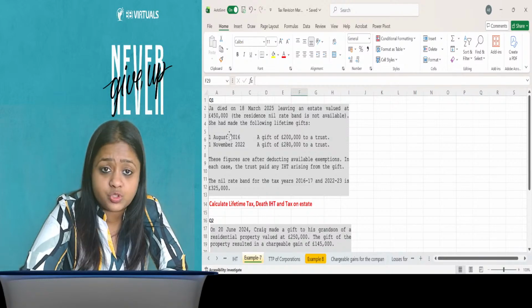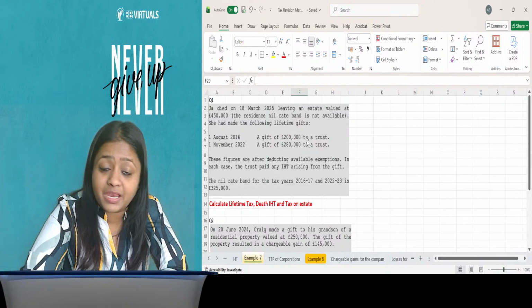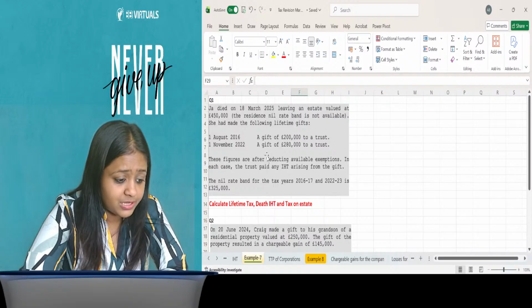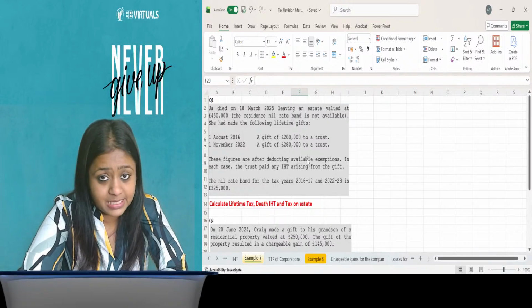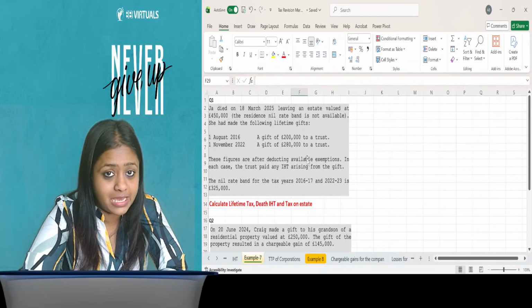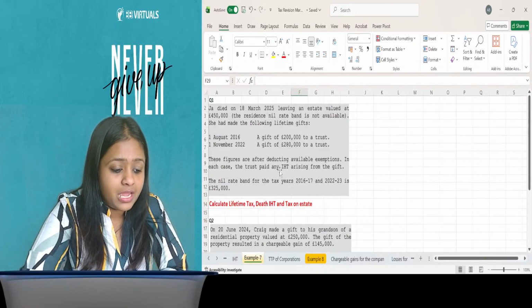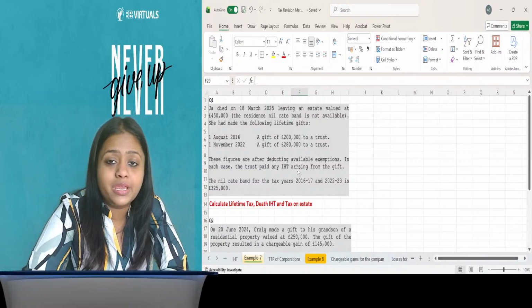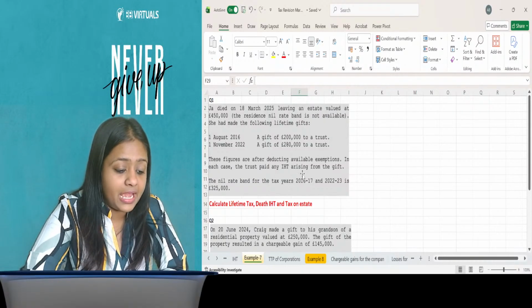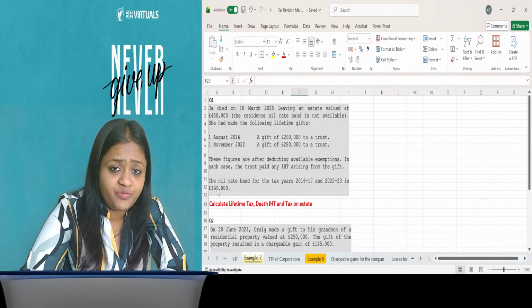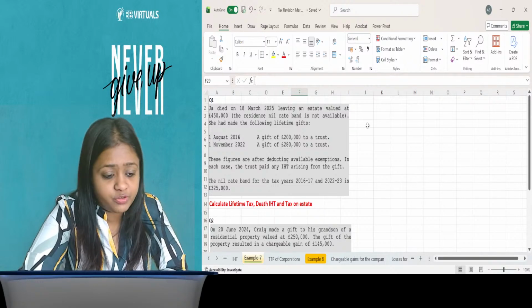On 1st August 2016, a gift is made to the trust, and in November 22, a gift is made to the trust again. These figures are after deducting the available exemptions, so we don't have to deduct any exemptions right now. In each case, the trust paid any IHT arising. That means the donee has borne the tax. The NRB for 16-17 is given as 325,000 only, and 22-23 was also that.